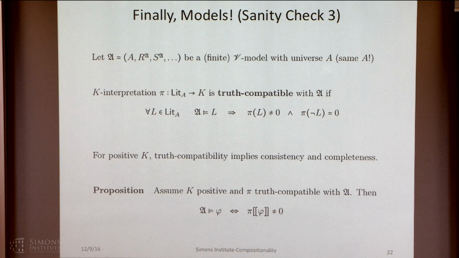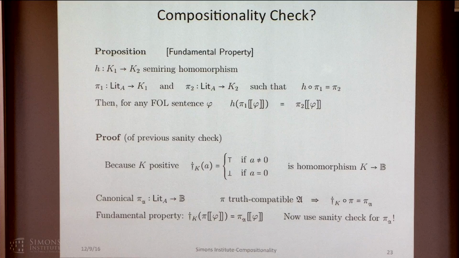It's a cheap sort of sanity check. The interesting thing is, to prove this, we actually prove something much more important, which I dare call the fundamental property, which is right here, and I should have put some diagrams here. It gives you a comparison between what happens in two different semirings if you have a homomorphism between them. Suppose you have two interpretations related by that homomorphism, then any sentence, when you interpret it in the two different semirings, will be related by the same homomorphism. I'm going to skip this because I don't have time, but what you have here is a proof using this of that sanity check number 3.